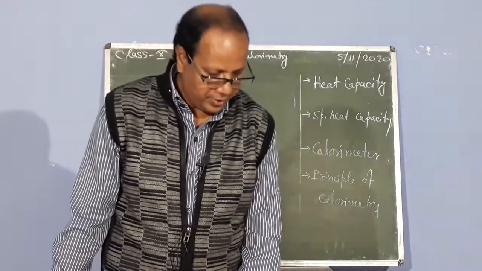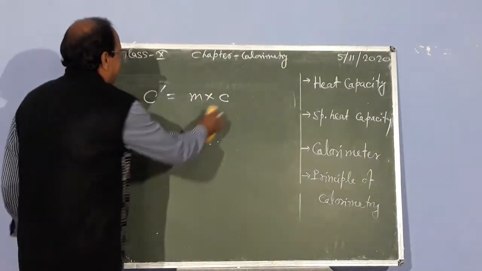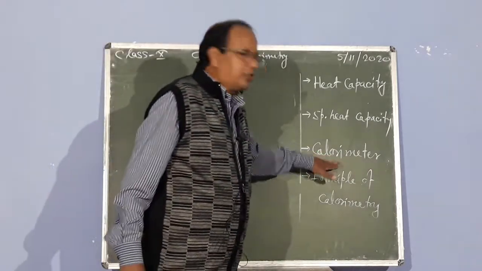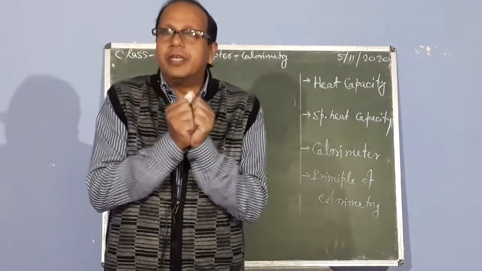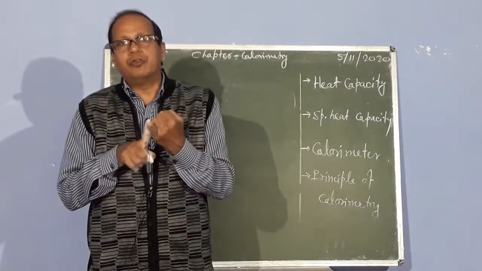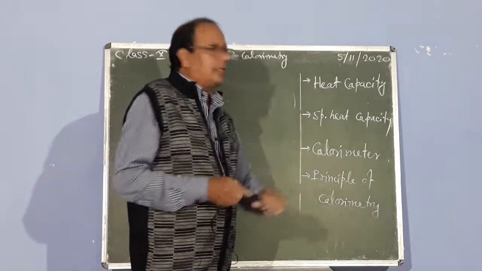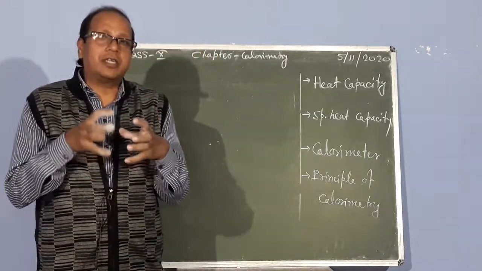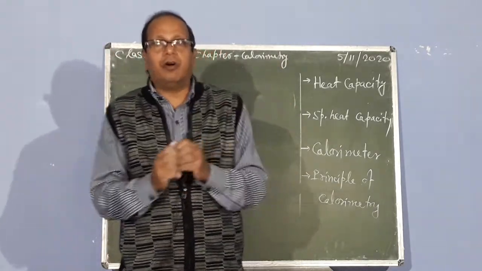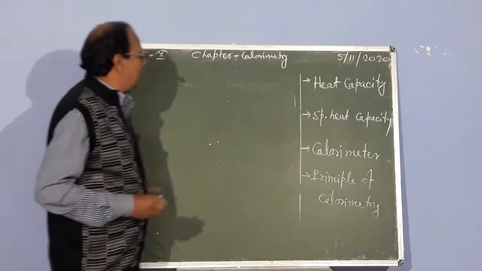Now we will go for the calorimeter. What is a calorimeter? A calorimeter is used to measure the amount of heat energy. Like the thermometer, which we have learned in lower classes, is used to measure the temperature of a body, similarly the calorimeter is used to measure the amount of heat energy gained or lost by a hot body or cold body.